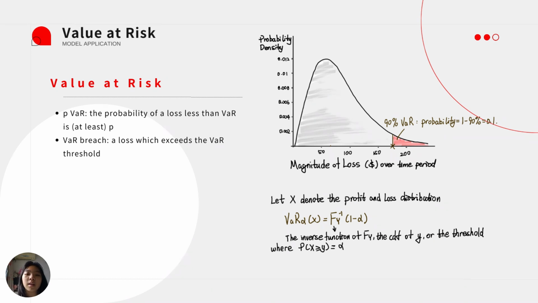So now let X denote the profit and loss distribution, and Y is the threshold value where the probability for X to exceed Y is alpha. And now we can simply decide the VAR breach value by using the 1 minus alpha and finding the corresponding value on the inverse function of the CDF of Y.